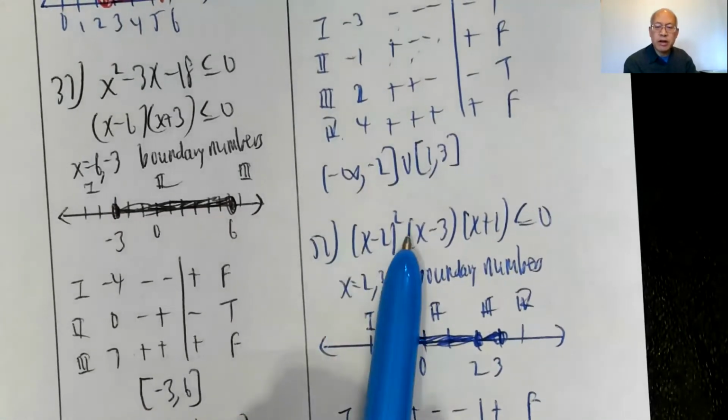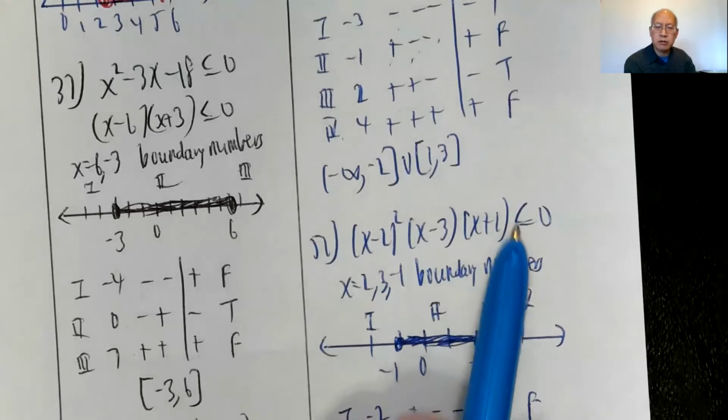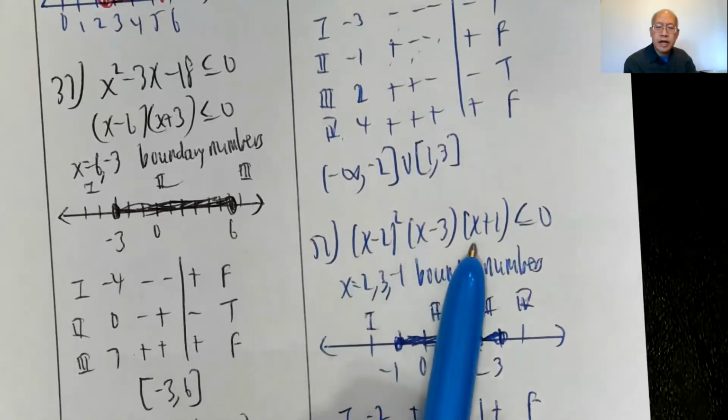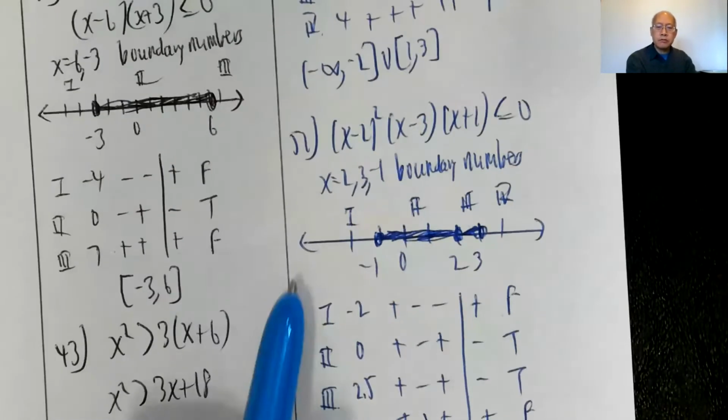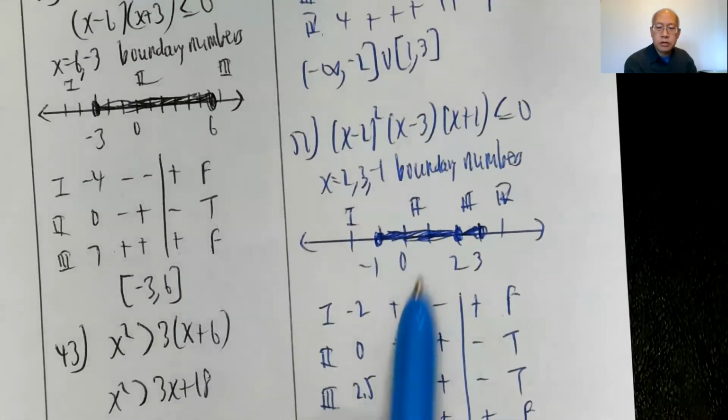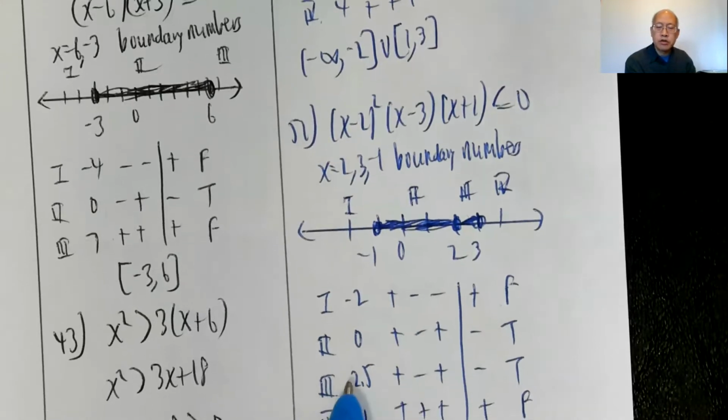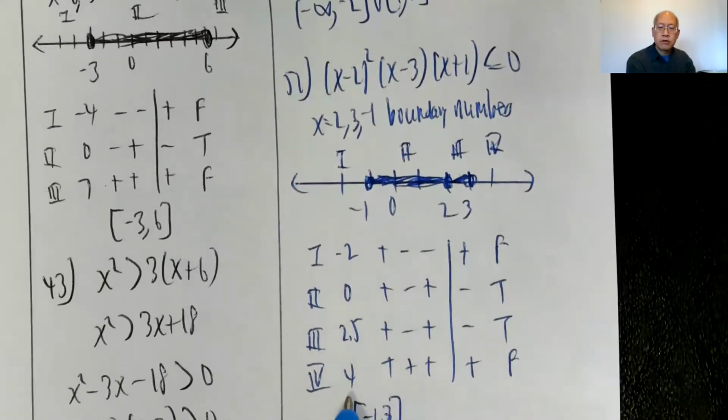51: x minus 2 squared, x minus 3, x plus 1 less than or equal to 0. So 2, 3, and negative 1 are my boundary numbers. So 2, 3, and negative 1. Region 1, negative 2. Region 2, 0. Region 3, 2.5. Region 4, 4.